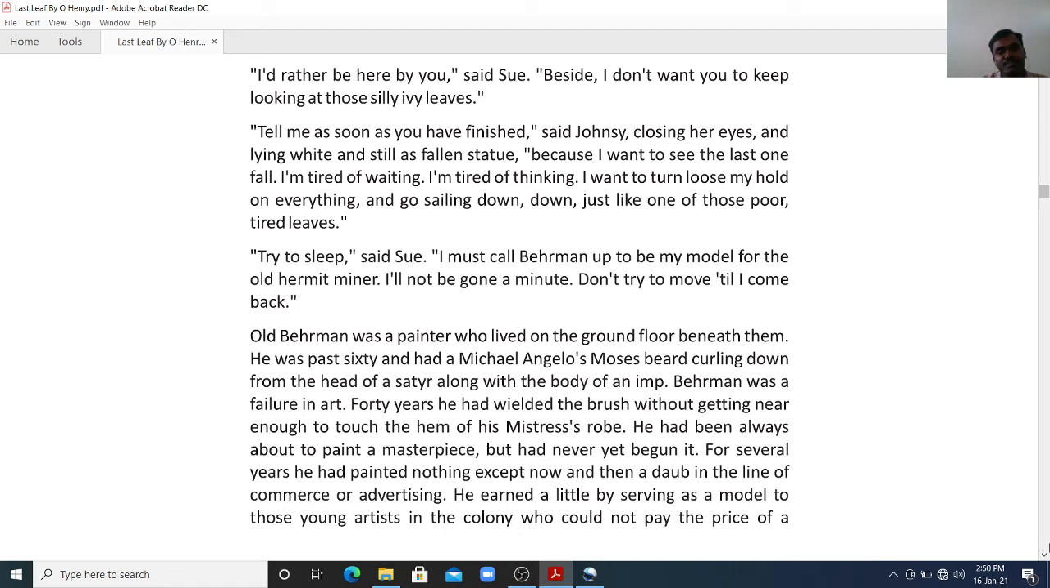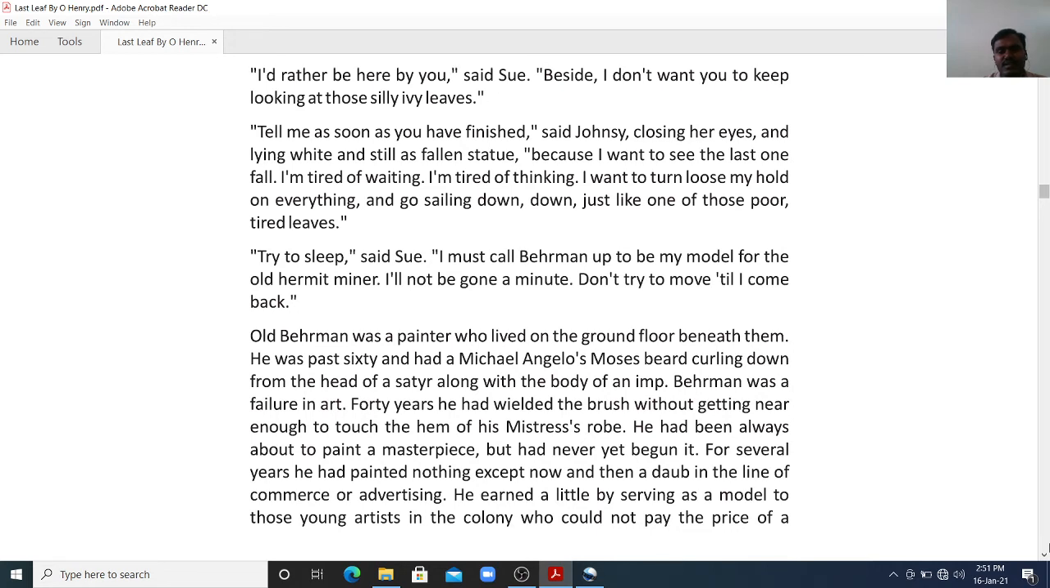Try to sleep, said Sue. I must call Behrman up to be my model for the old hermit miner. I'll not be gone a minute. Don't try to move until I come back. So Sue asks Jhansi to calm herself and sleep, and she has to call old Behrman to be the model of her hermit miner. That she is going to draw an illustration.